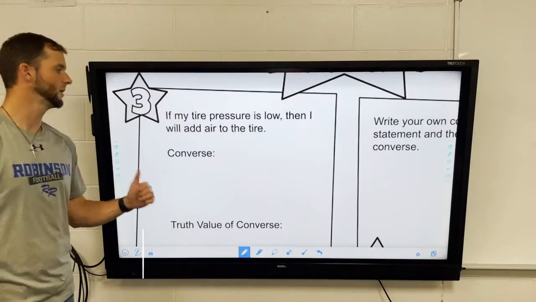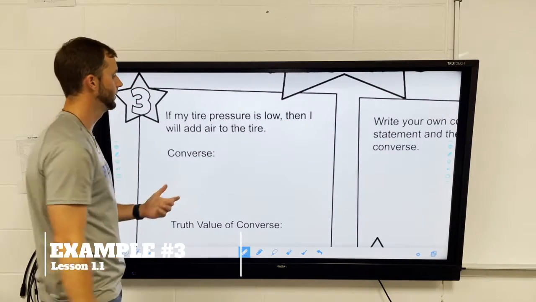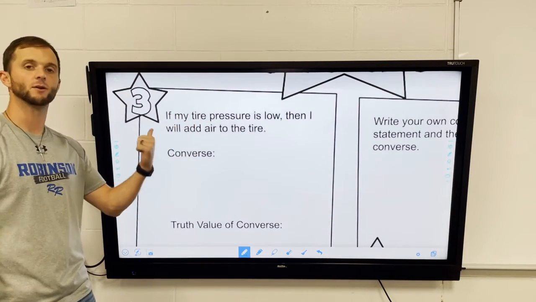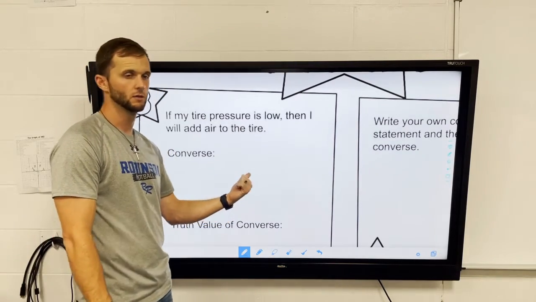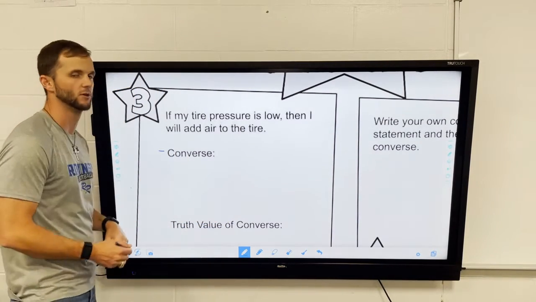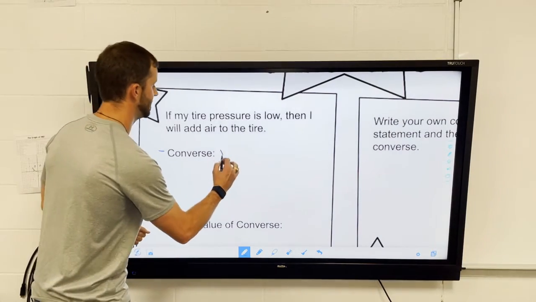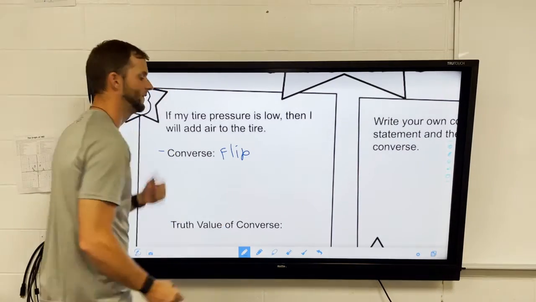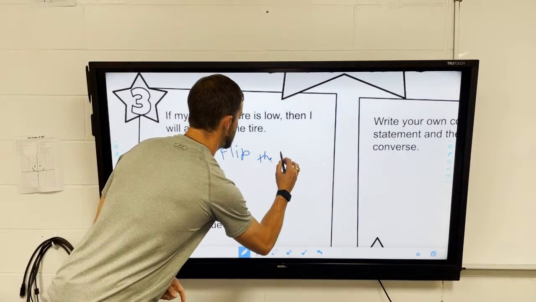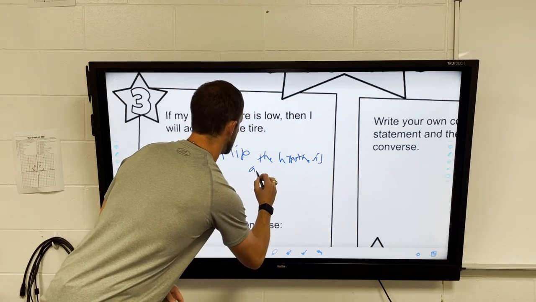All right, so on example number 3, our conditional statement, because it's an if-then statement, is: if my tire pressure is low, then I will add air to the tire, okay? So right now, we're going to be looking at something called the converse. Whenever you read the word converse, I want you to think of the word flip. And what that means is I'm going to flip the hypothesis and conclusion.